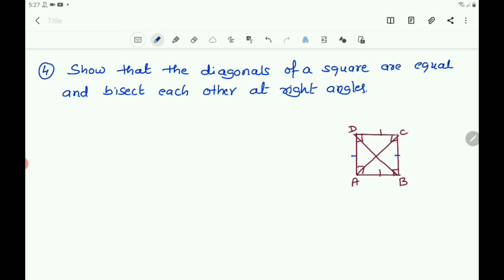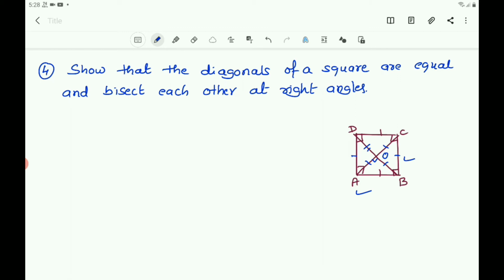So let us consider ABCD is a given square and the diagonals are AC and BD. They intersect at O. Bisect each other means AO is equal to OC we have to prove, and also DO is equal to OB. And the angle at O must be proved to be a right angle. Four angles are there; we have to prove they are right angles. Now, to prove that AC equals BD, the diagonals are equal, you can prove it easily by taking triangles ABD and ABC. If you prove that they are congruent, then you can write AC is equal to BD according to CPCT.